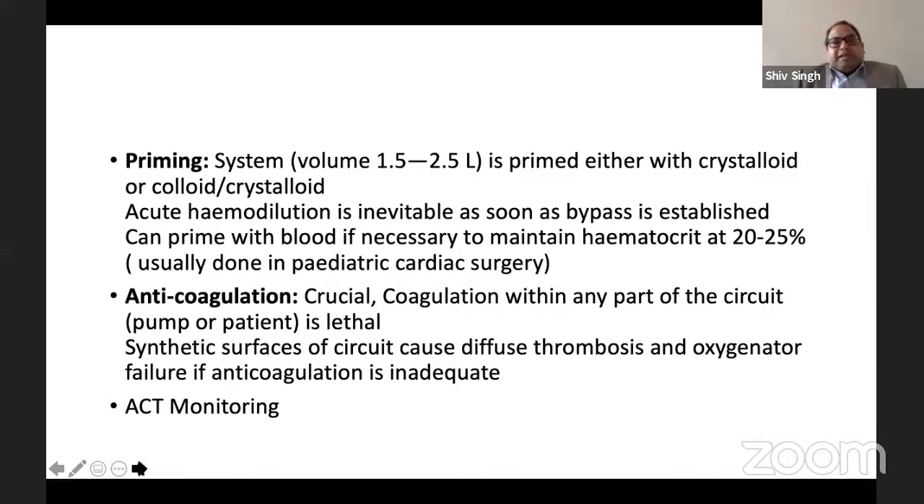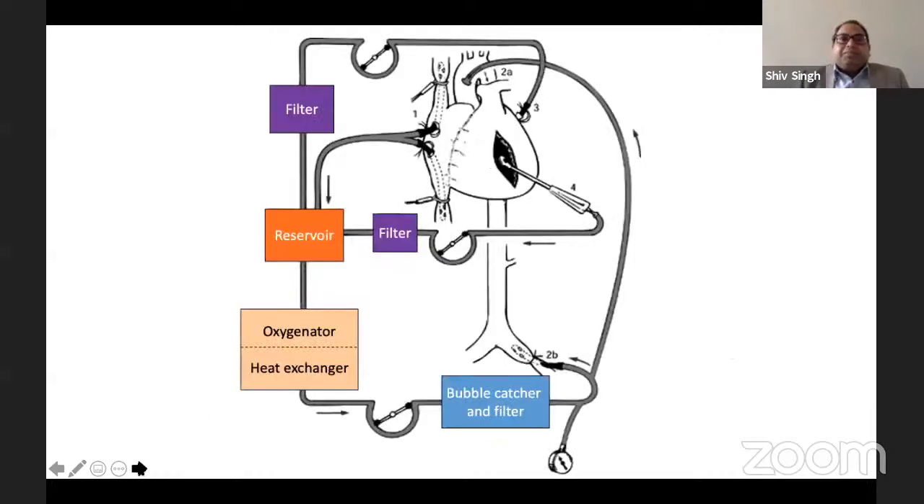So total heparinization is done. ACT monitoring is done to maintain the anticoagulation, but also for reversing the heparinization. So when you actually reverse the heparin, that's also important.